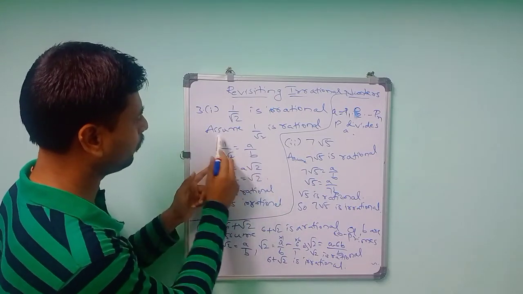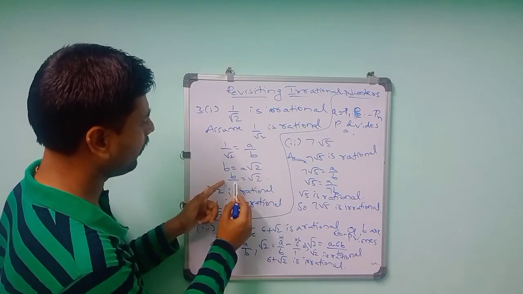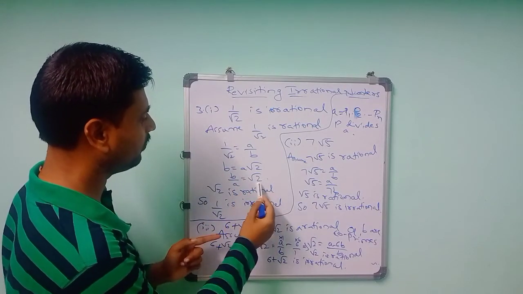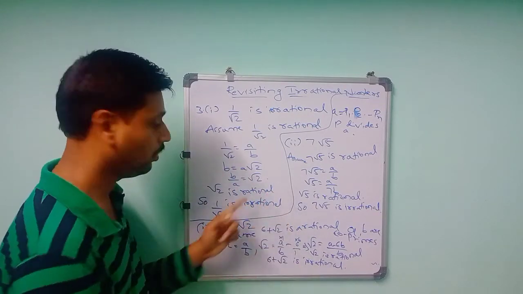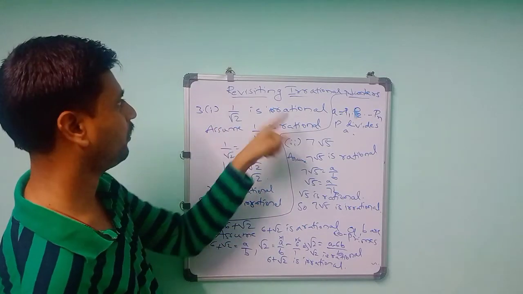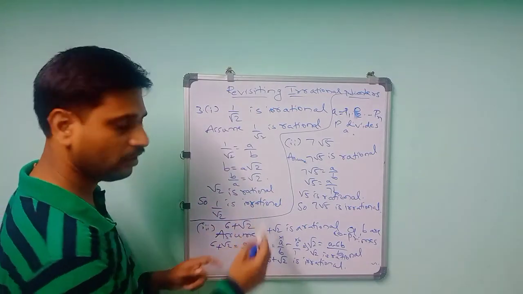Then you cross multiply, b is equal to a root 2, b by a is equal to root 2. This b by a is rational, so the equal sign is there. Equal sign means this root 2 is also becoming rational out of this solution. But root 2 is irrational in consideration. So what we assumed is wrong. So 1 by root 2 is irrational.